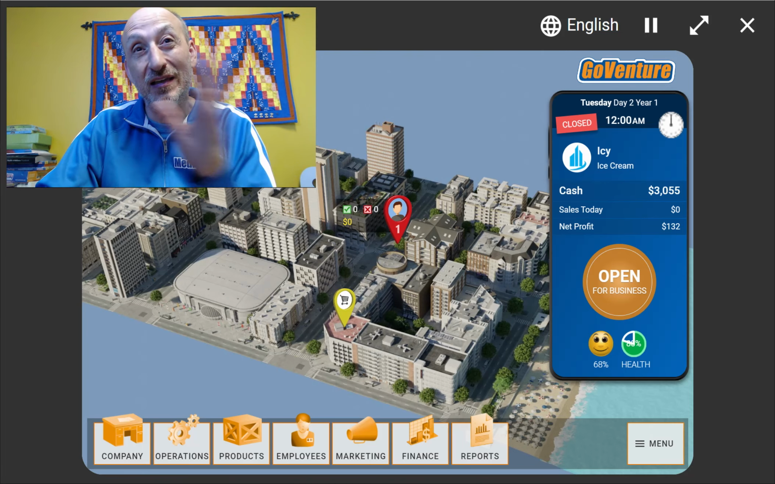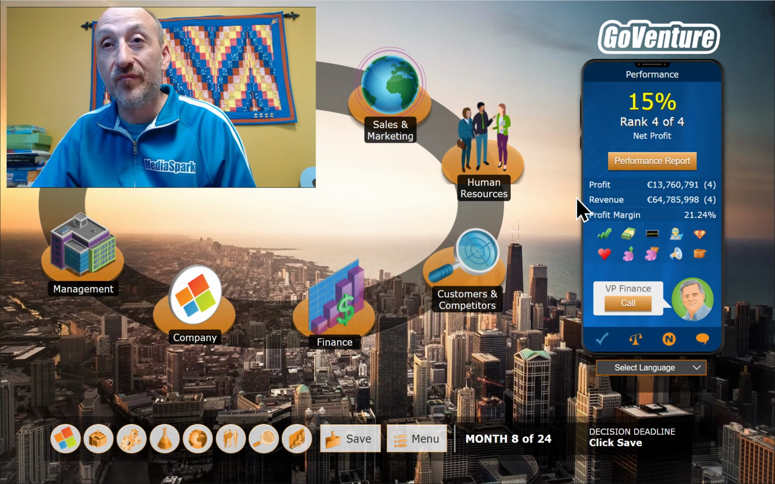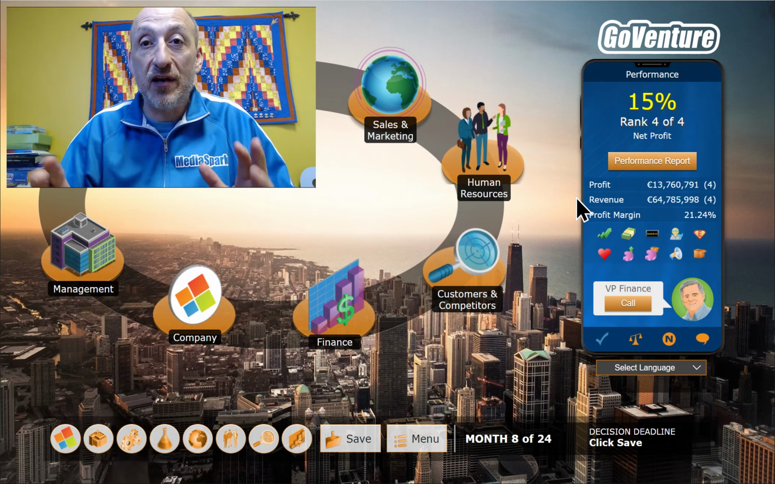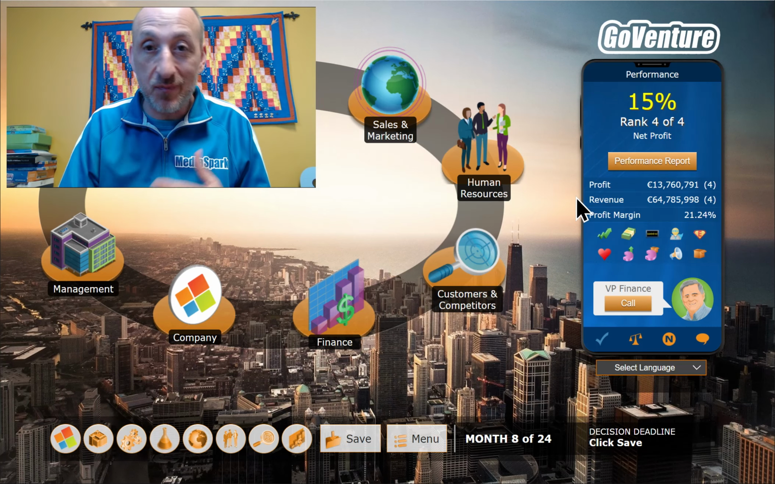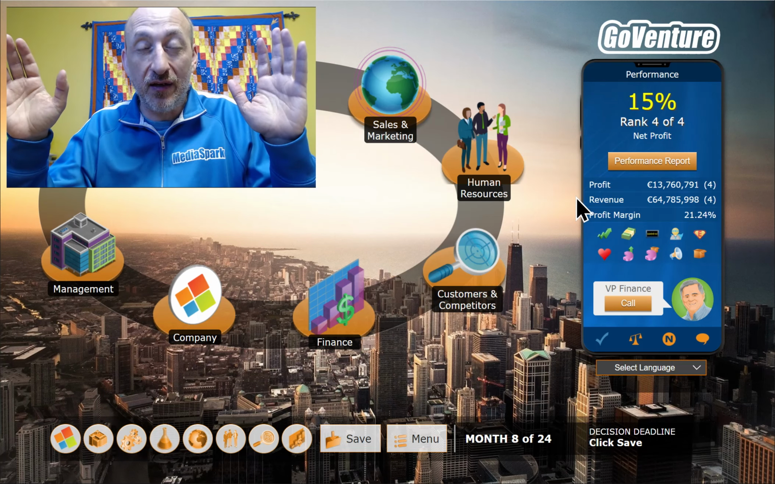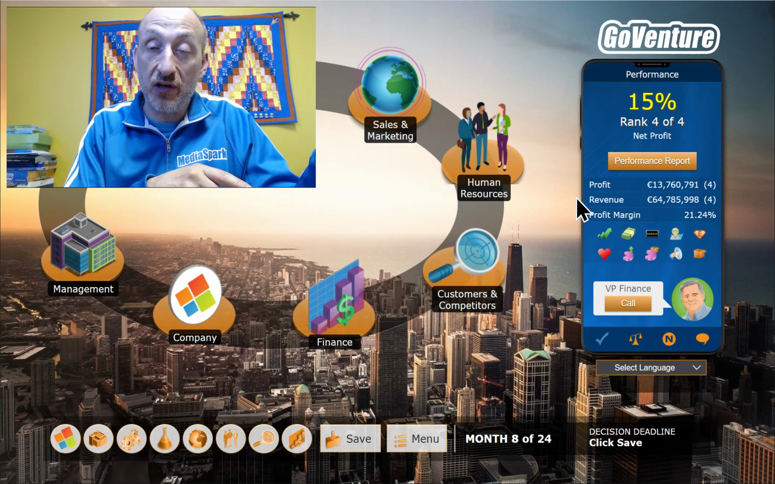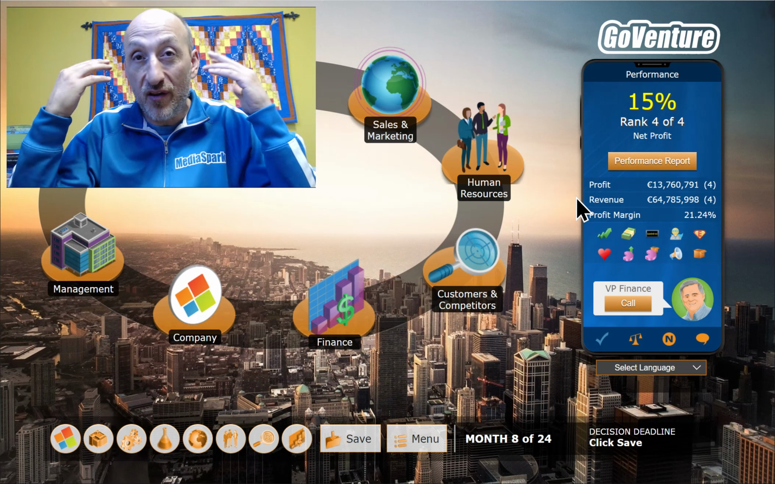Let me show you something completely different. It's also a business simulation. This one's called the GoVenture CEO. This is very different because this is a high-level strategy simulation. Where Entrepreneur was in the trenches, minute by minute, hour by hour, running a business, this is high-level decision making. So you don't have to engage with this simulation as much as you do with Entrepreneur. In this simulation, CEO, it's more of a thinking simulation.